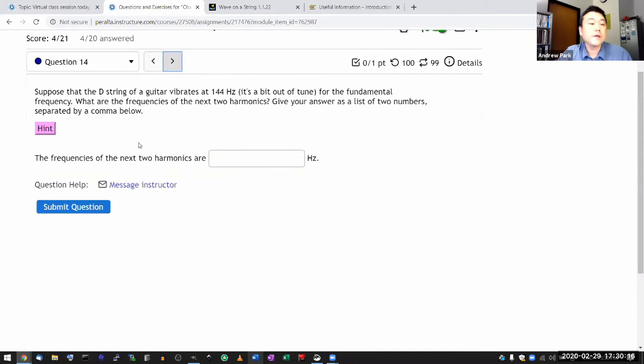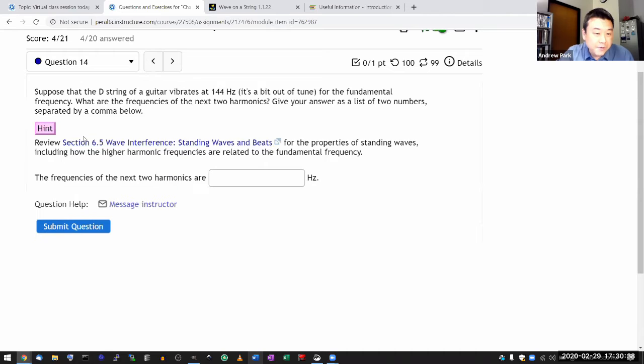Let me keep going. Suppose that D string is vibrated at that. I think I added this because this number is actually randomly generated. And for those who are musically trained and minded, I didn't want to give you wrong information. For the fundamental frequency, what are the frequencies of the next two harmonics? Oh, yeah, this is one where it's good to know.